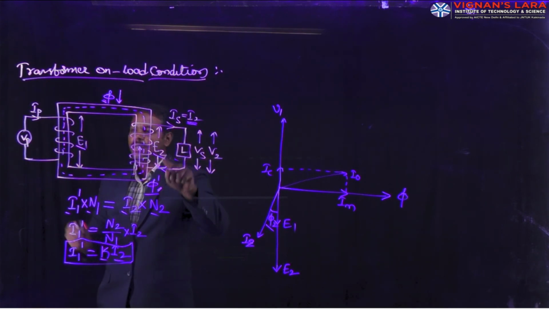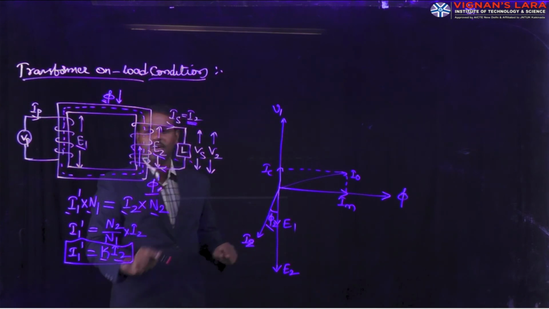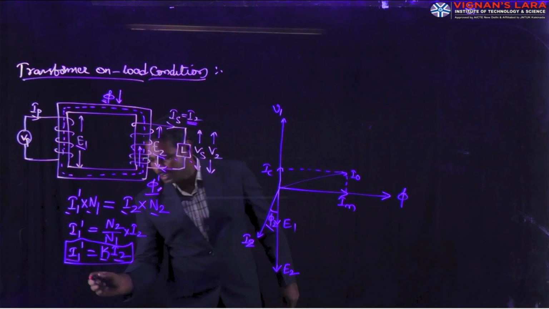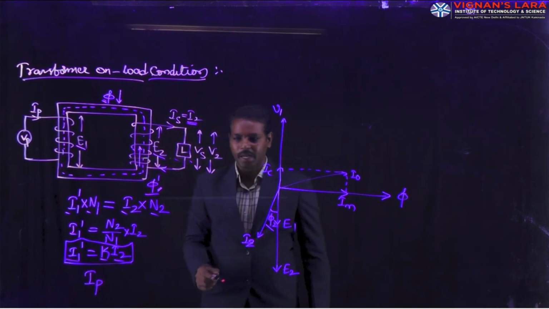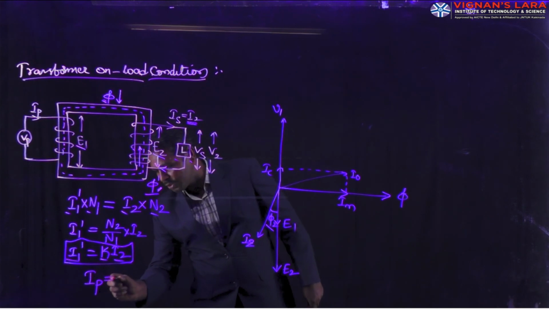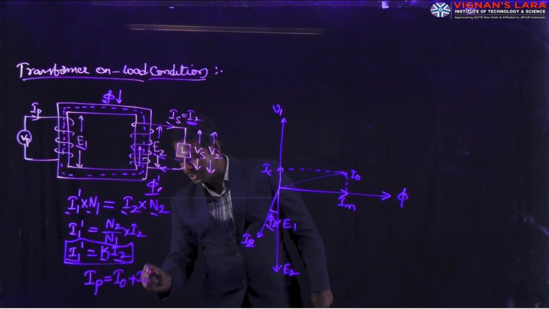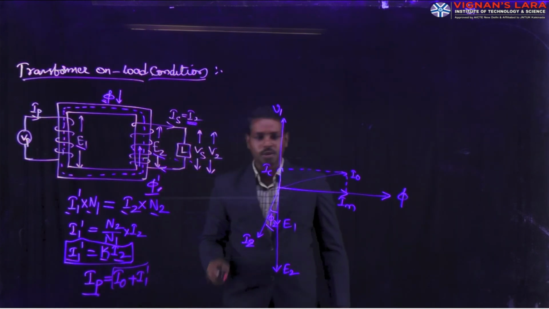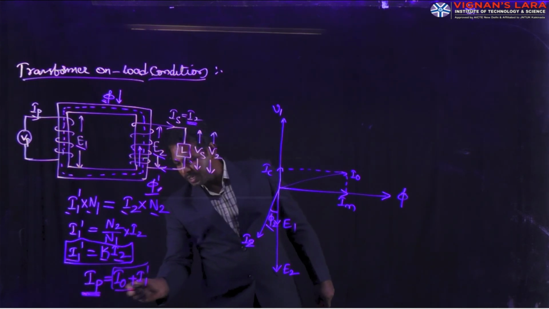Additional current is drawn from the supply to meet the requirement of the load. That current is denoted by I1 dash. So the total current drawn from the supply, the primary current, is equal to I0, the no load current, plus the additional current. By adding these two, we get the input current.